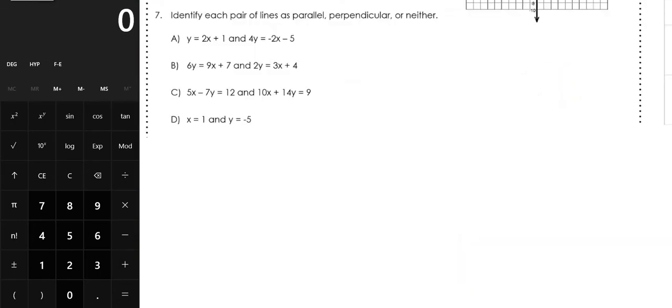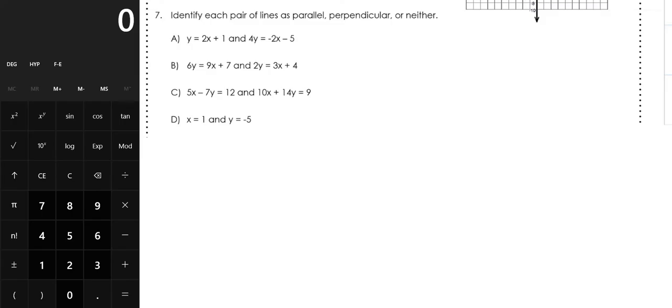Question 7. Identify each pair of lines as parallel, perpendicular, or neither. Now I'm going to warn you, I'm going to be doing a lot of writing, and it's probably going to require you to grab a separate piece of paper to follow all the work, because we've got a lot of choices here and a lot of equations that we have to work with. Now, going back to the question, identify each pair of lines as parallel, perpendicular, or neither. So our answers are either going to be parallel, perpendicular, or neither.